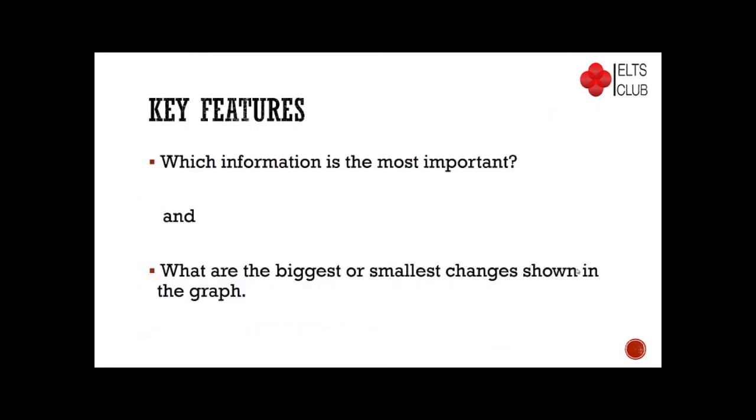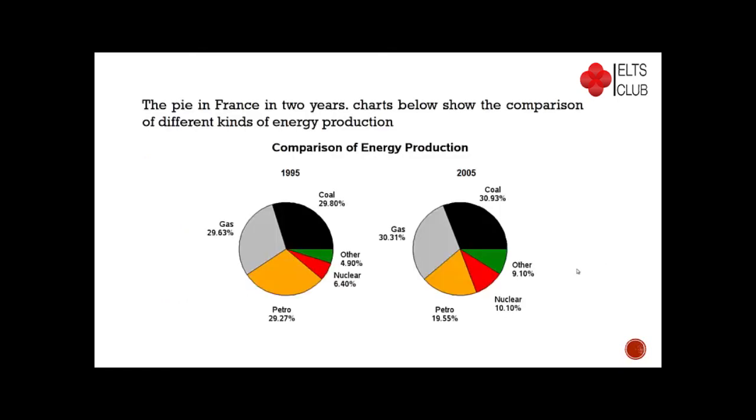In order to find the key features, ask yourself, which information is the most important? And what are the biggest or smallest changes shown in the graph? In the previous example, the first key feature is the almost 1% rise in energy produced by coal over the 10-year period. The second key feature is the slight increase of energy generated from gas between 1995 and 2005.